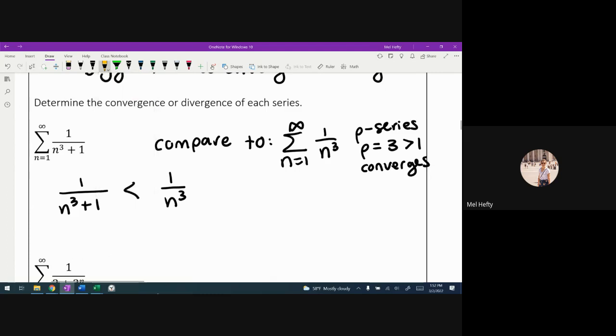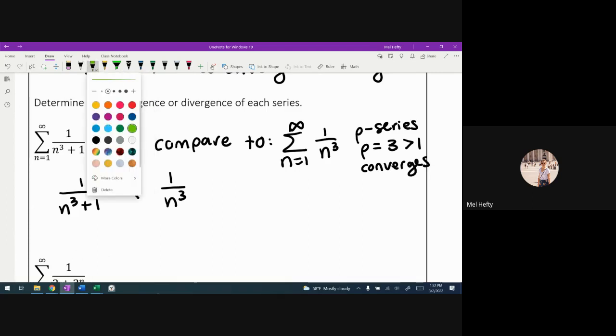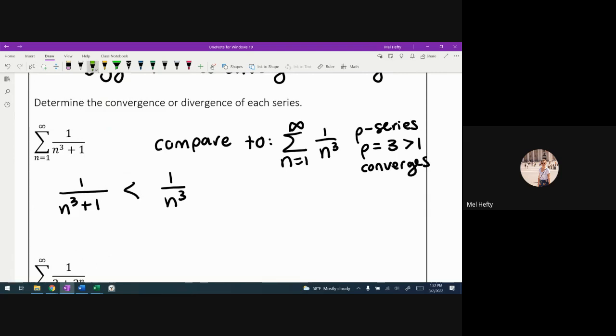If you are not convinced, I'm going to write some optional work in green. You can cross multiply here and get n cubed is less than n cubed plus 1. Subtracting the n cubes, I get literally 0 is less than 1. So if you want to be a little more rigorous or you're not super sure, you're more than welcome to multiply things over and get a very firm statement saying that this converges. But if you can see it, I can probably see it too. So we are good with our comparison.